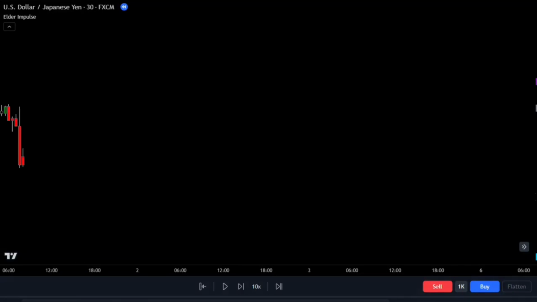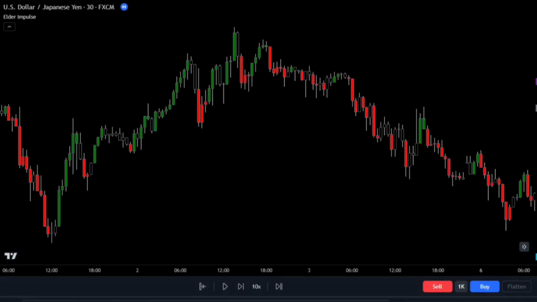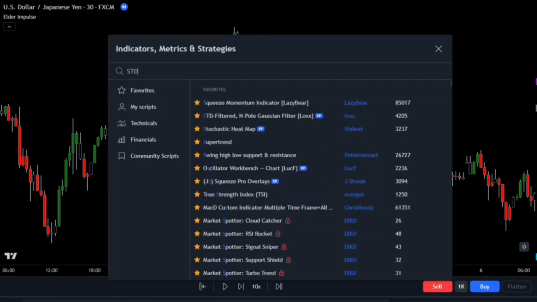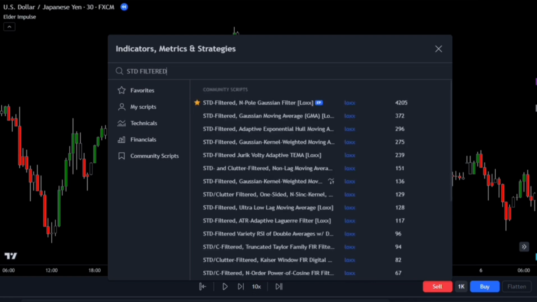To make the most of this incredible indicator, let's add one more indicator to the chart. This will help us catch those strong bullish and bearish moves early on. Just add the STD filtered non-pole Gaussian filter by locks to the chart.